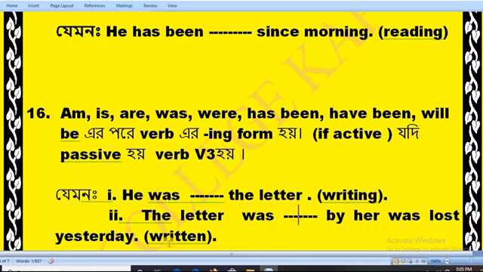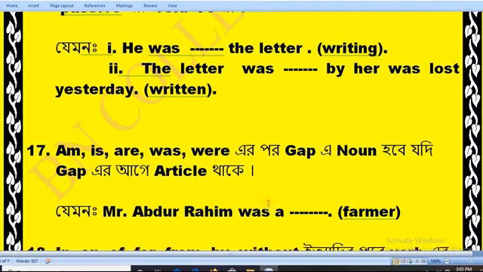Okay. The letter was written by her, was lost yesterday. That means here the letter can't do the action, right? That's why the writing activity is not done by the letter. That's why that will be passive. Okay. In that case, after was, I have to write here written, as it is passive. When it is active, the verb will be ing. When it is passive, then the verb will be V3. That is the rule.